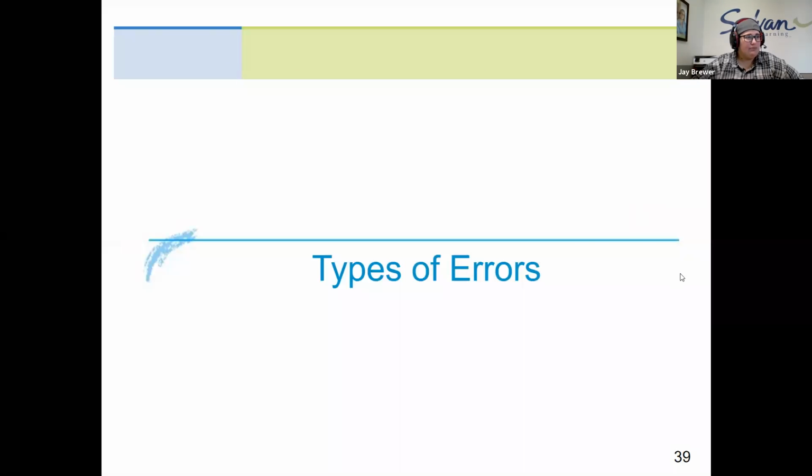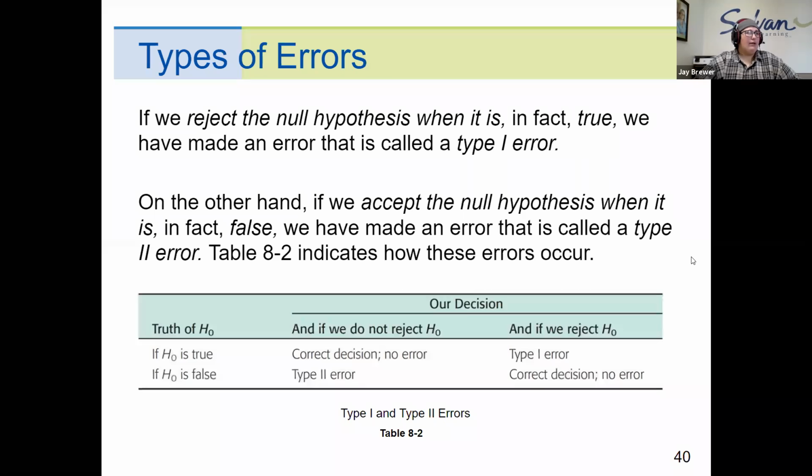Okay. Types of errors. If we reject the null hypothesis when it is in fact true, we have made an error that is called a type 1 error. On the other hand, if we accept the null hypothesis when it is in fact false, we have made an error that is called a type 2 error. Table 2 indicates how these errors occur. Please write down and pay attention to this table.